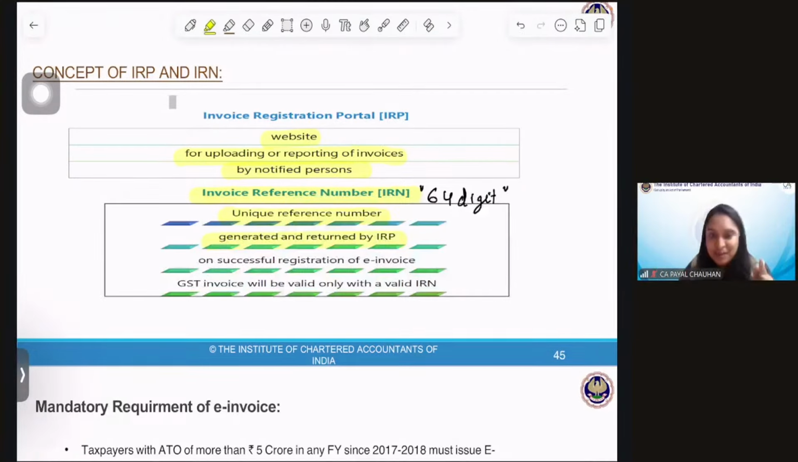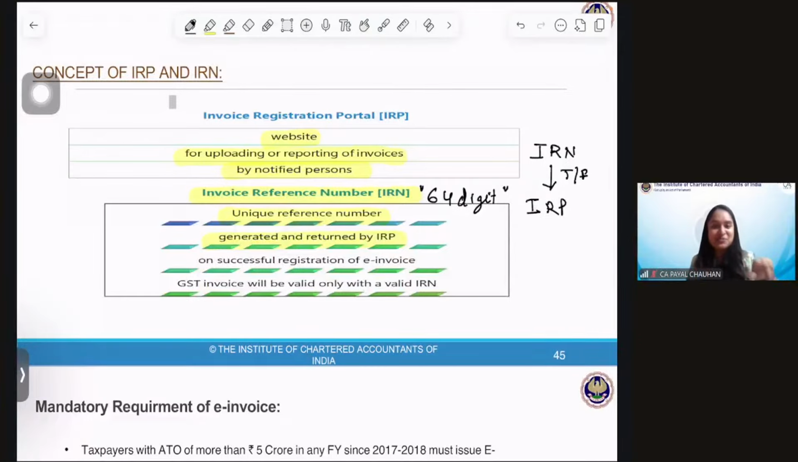Okay. Can somebody answer me? See, I'm asking you true or false. I know it becomes difficult to write, so just T or F. My IRN is generated by IRP. True or false?